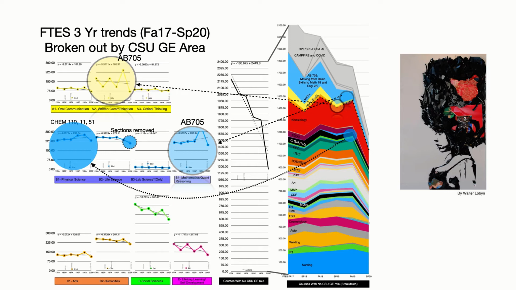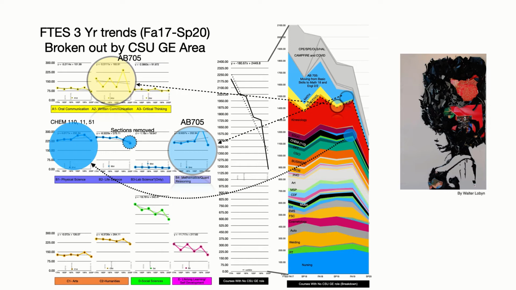Chem 11 and Chem 110 have the same number of units, but what has happened is biology has removed Chem 110 as a prerequisite and replaced it with Chem 51, which has 30% more FTES per student than Chem 110. So what we're going to see is an increase overall in the FTES of that course as we start serving the same number of students and those enrollments equilibrate.